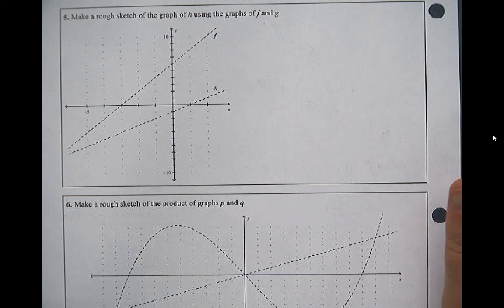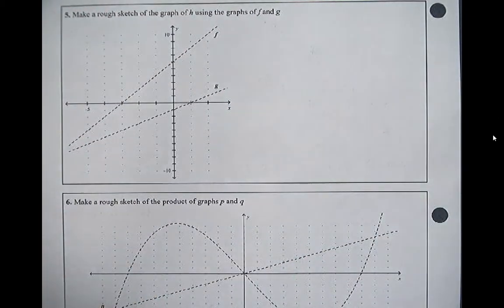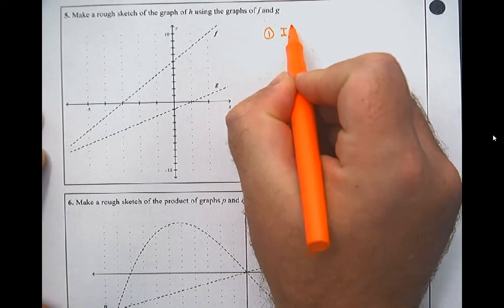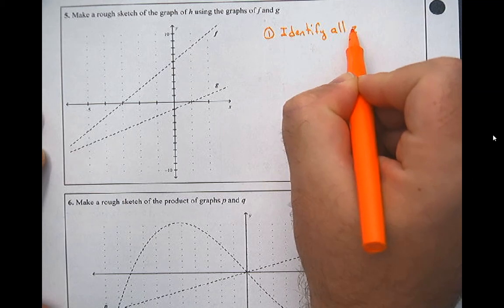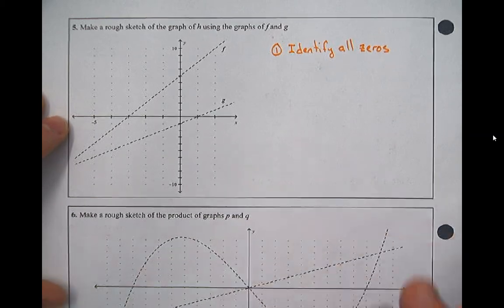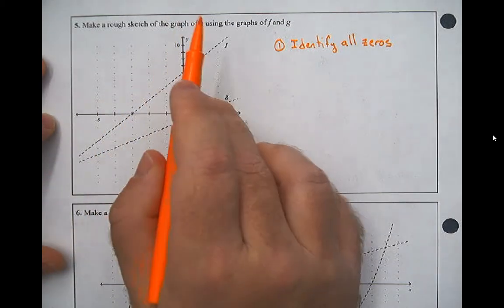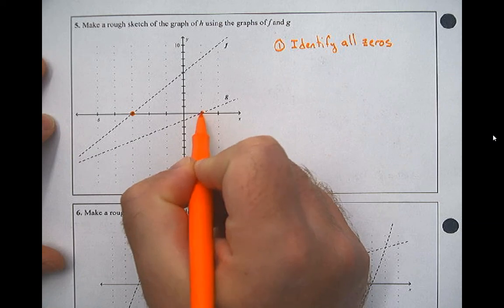So how do we do this? This is my advice. You don't have to follow it exactly, but this is what I found to be the most effective. Number one, identify all zeros. That means anywhere there's a zero on either of the other graphs, we want to highlight those because those are going to be zeros for my new function, the product of these two graphs. So I would highlight this as a 0 and that as a 0.